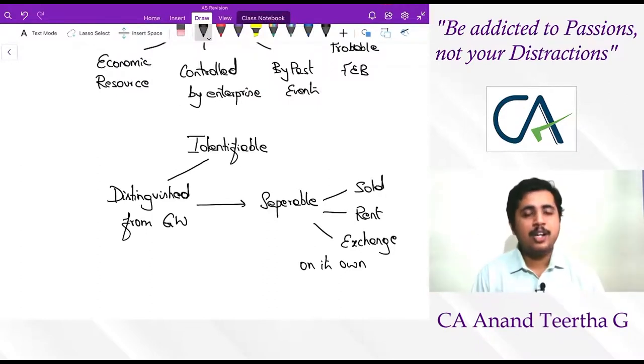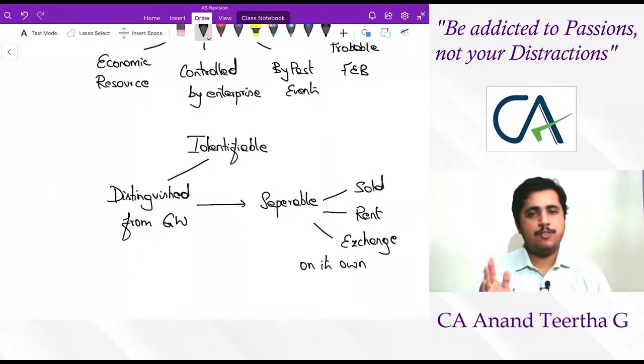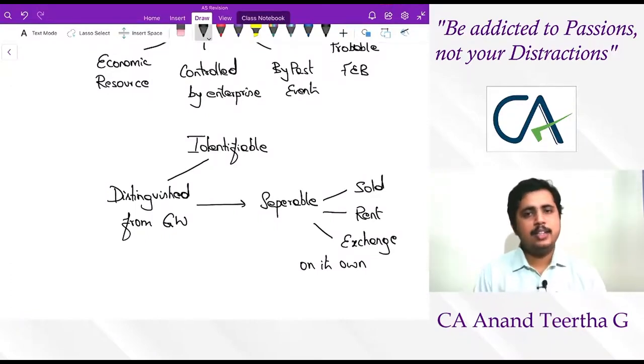So therefore, goodwill is not identifiable from its business. That is why we said distinguished from goodwill. So how is it possible? It is separable. From the business, this particular intangible asset should be totally separable. There should not be any link between them. Okay, this is your identifiability point of view.